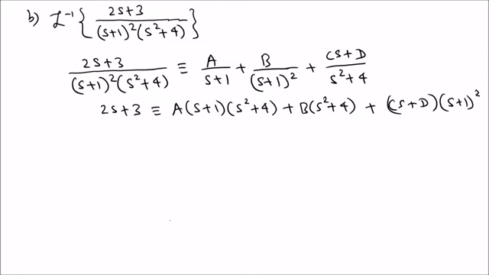Now what we're going to do is the substitution first and then the coefficients. That's the easy way to do it. So we're going to go with the substitution. We can see that this term is common, so we're going to substitute s equal -1 to find B. If you do that, you get 1 equal 0 plus B times (-1 squared plus 4), that means 1 plus 4.